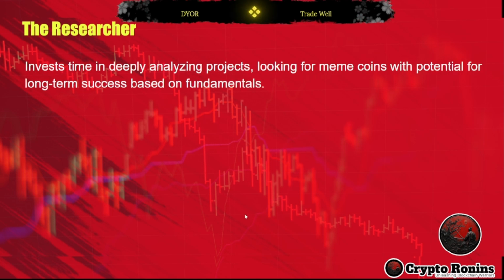That's a very important lesson to learn. The researcher. Now, the researcher invests time in deeply analyzing projects. You're looking for meme coins with potential for long-term success based on fundamentals. And there is a part of research that I really enjoy. I'm a researcher as well. I'm a few of the other ones too, in technical analysis and those things, and I'm really looking at that process. But in most cases, over-analyzing can also hurt you. So make sure that if you are a researcher, there are going to be times that you're going to have to pull the trigger so you don't fade out of a project.